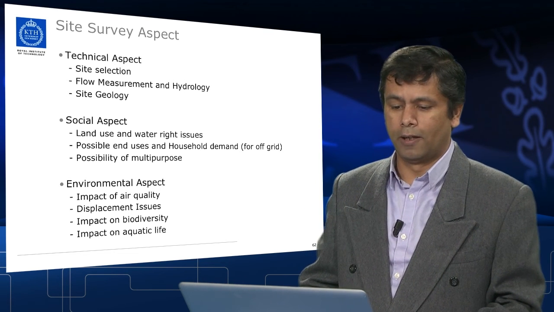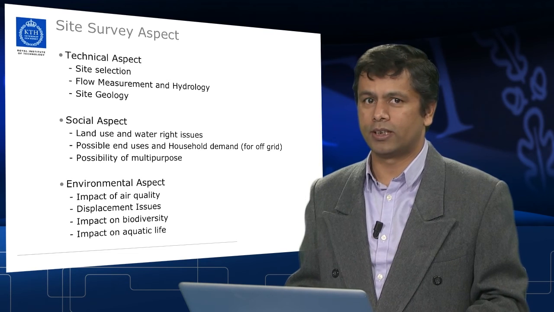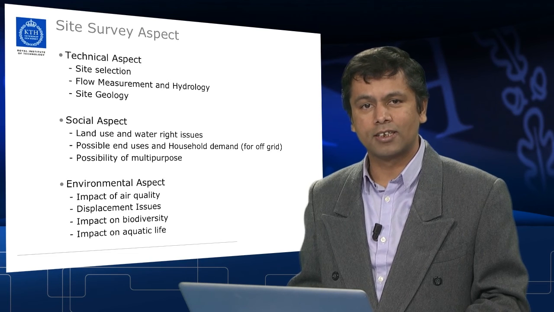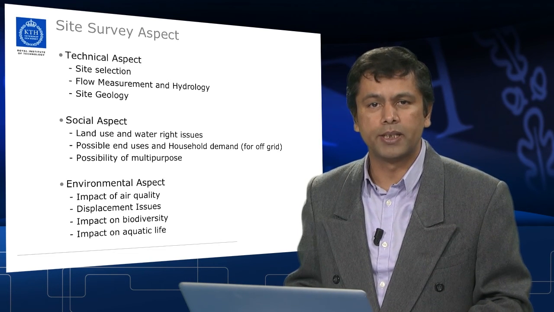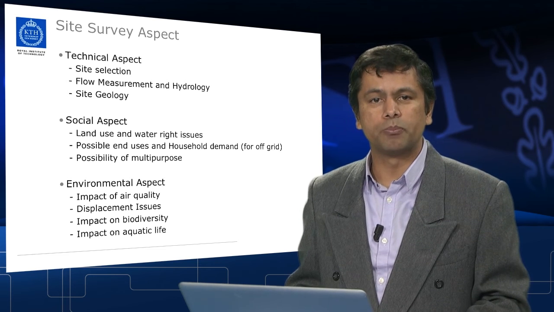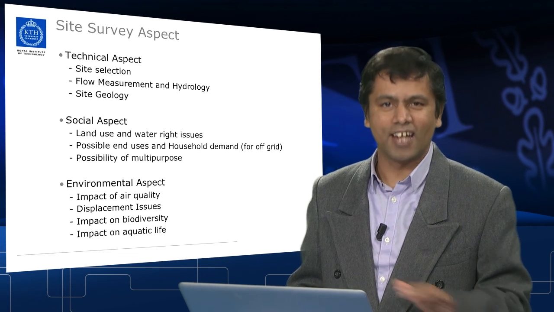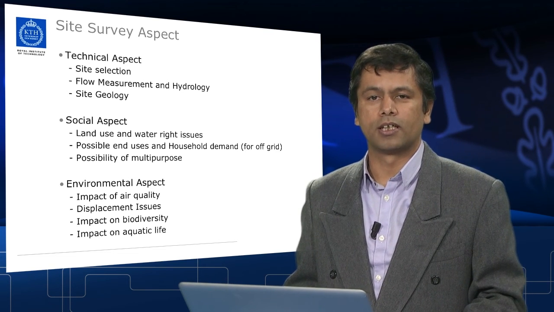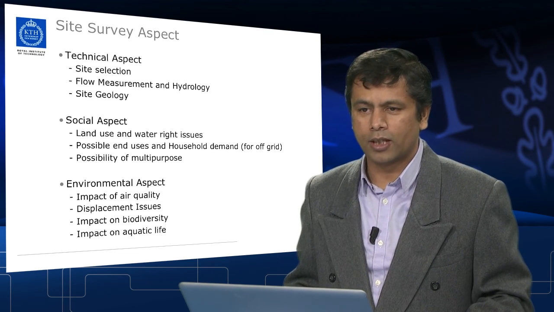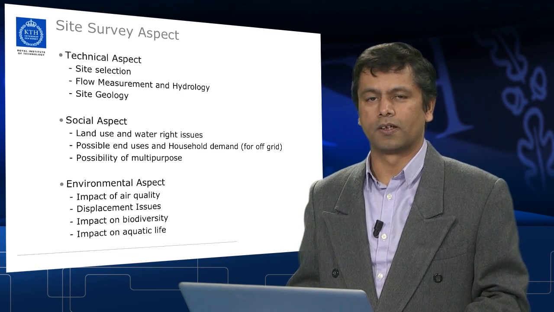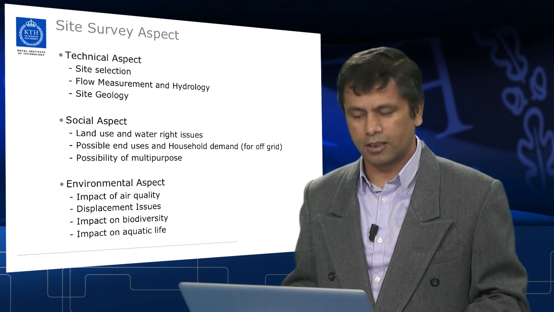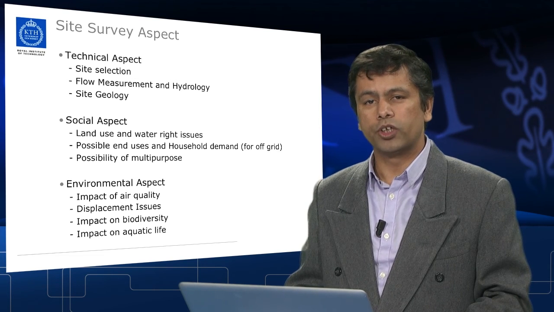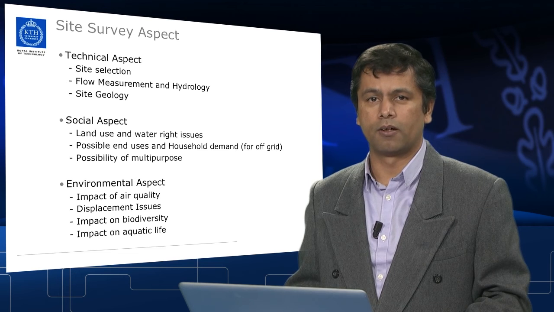Also, we should think of flow measurement and hydrology as important parameters during the site survey. During the flow measurement, there should be at least a few spot measurements of the flow, and it is preferable to measure in the dry season, so that you know the driest flow available in the river. To prepare the hydrology, you can also take some nearby gauging stations' data. Estimating a good flow is always important in the powerhouse design.